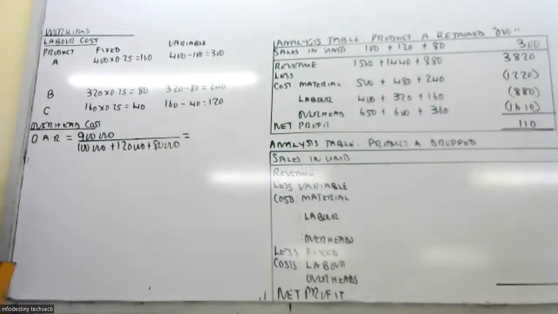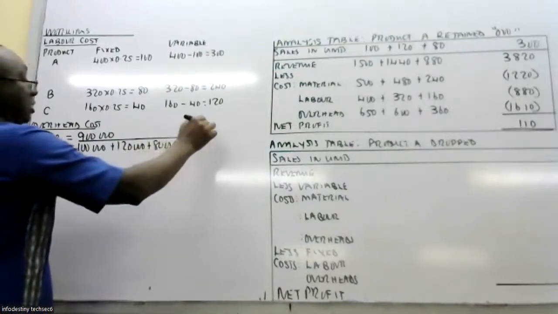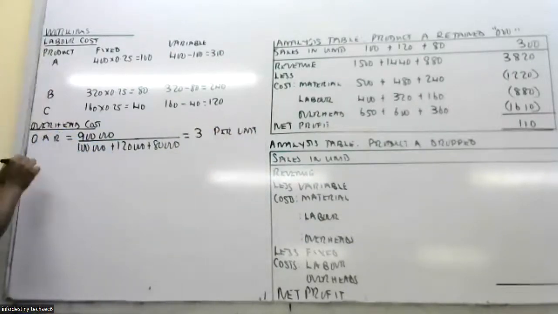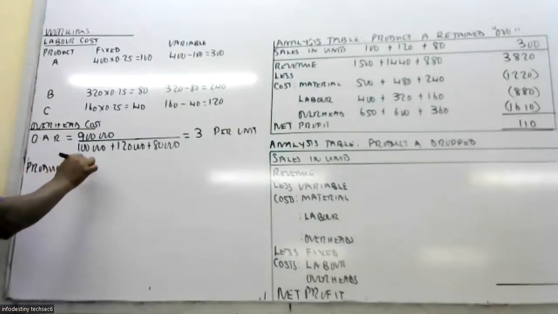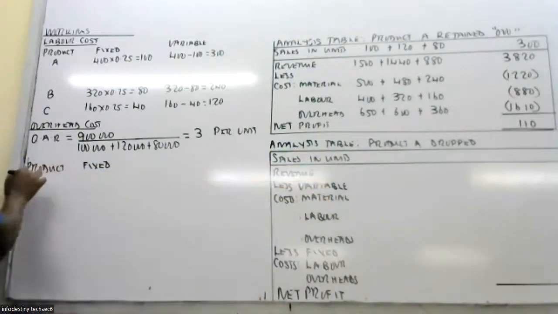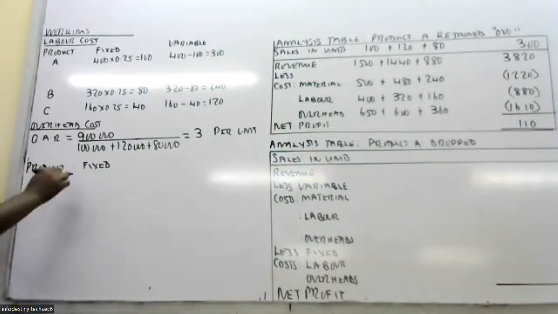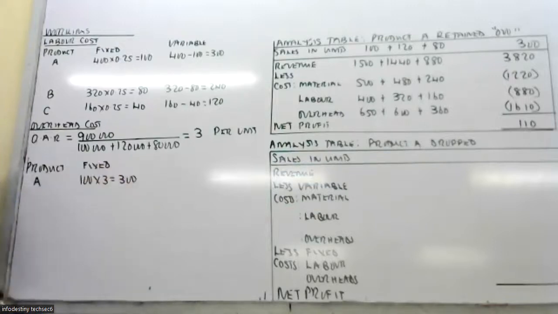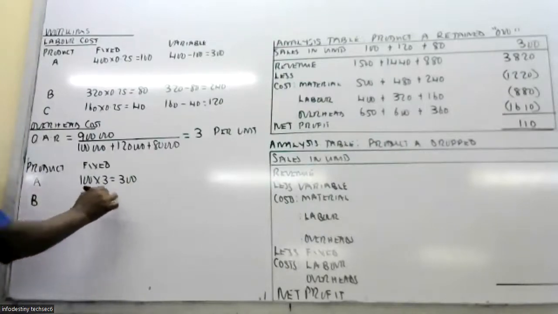3 shillings. Now this is 3 shillings per what? Per unit. So if we have now the product here and we get the fixed, it will be argued like this. Product A, we can argue in terms of thousands. So it is 100 times 3, that will give us what? 300.